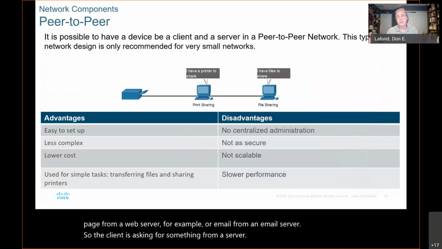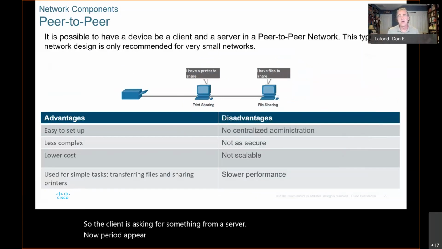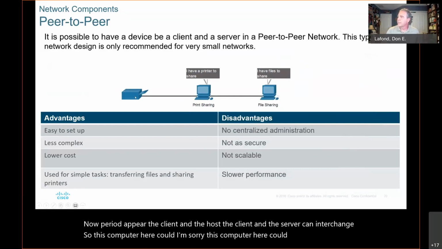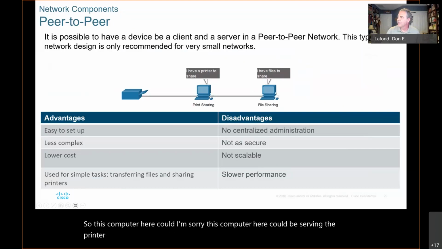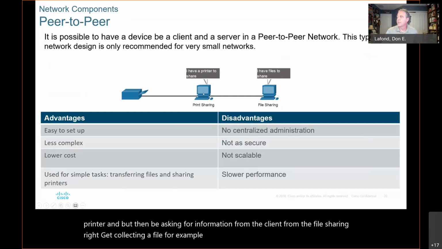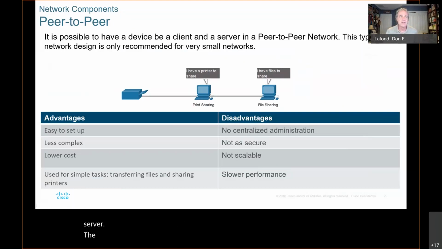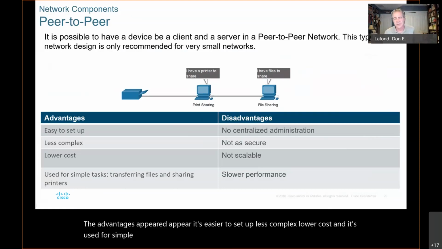Now, in peer-to-peer, the client and the server roles can interchange. This computer could be serving the printer, but then be asking for information from the file sharing, collecting a file, for example. So this device can be both the client and the server. The advantages of peer-to-peer: it's easier to set up, less complex, lower cost, and it's used for simple tasks like transferring files and sharing printers. The disadvantage is no central administration.